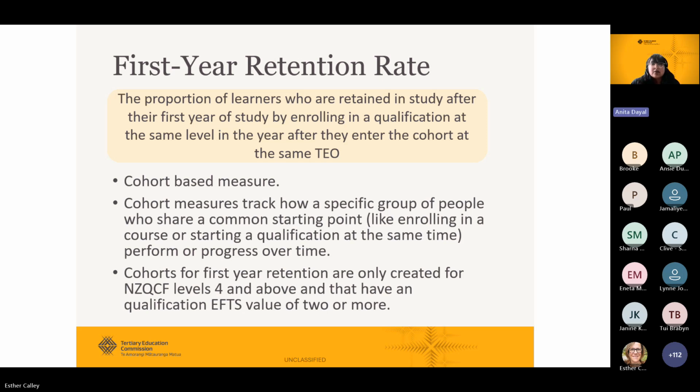Cohort measures track how a specific group of people who share a common starting point perform or progress over time. Cohorts for first year retention are only created for NZQCF levels 4 and above, and that have a qualification EFTS value of 2 or more. Due to this, some funds are automatically excluded from this EPI, for example, Youth Guarantee, DQ 1 and 2, in addition to other funds that are listed in the methodology document like off-job training and ACE.